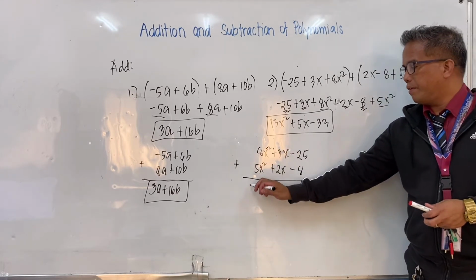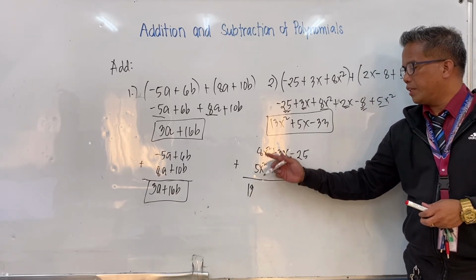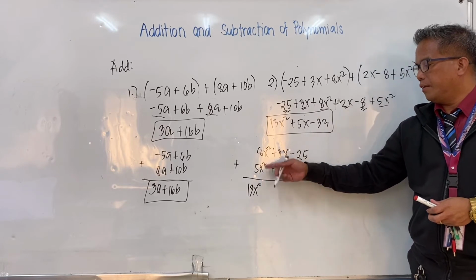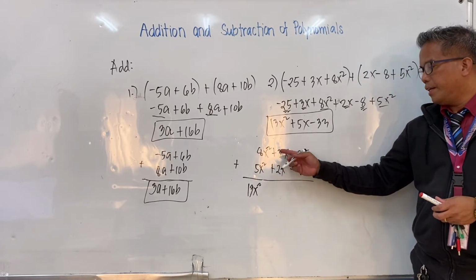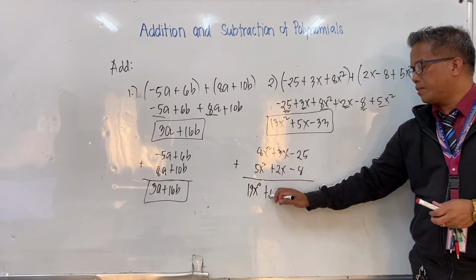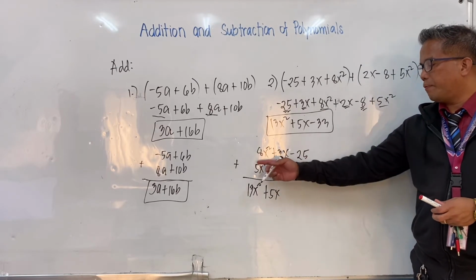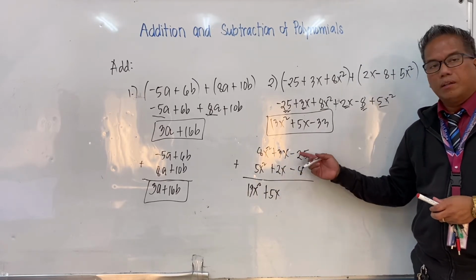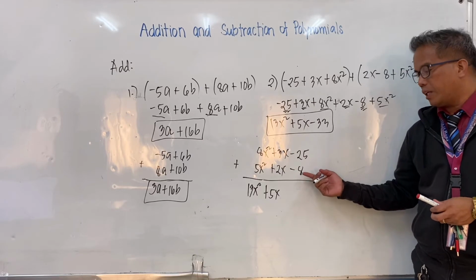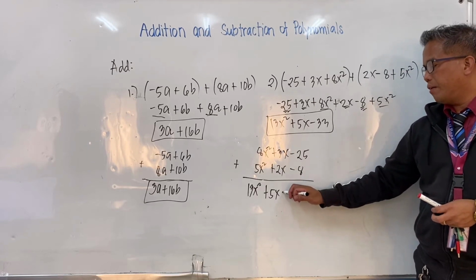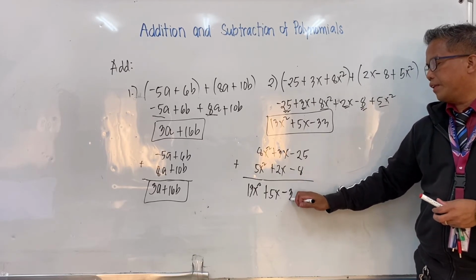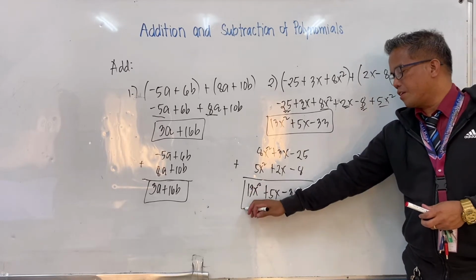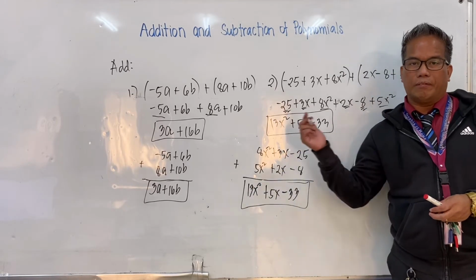So 8 plus 5 equals 13. Then in addition, just copy the variable. Then 3 plus 2 equals 5, so plus 5x. Then negative 25 plus negative 8. Both are negative, so the answer will be negative 33. So this is also the answer. So either of the two is correct.